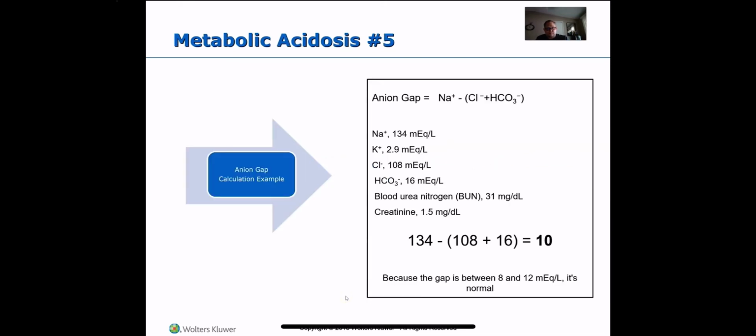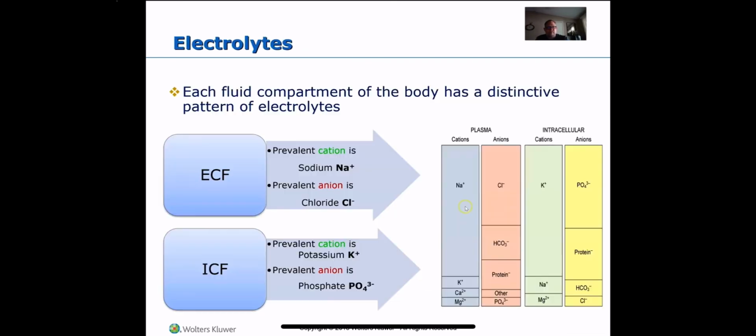So going through a calculation example, your anion gap is your sodium minus your chloride plus your bicarb. If you have potassium in there, it would be sodium plus potassium, but then the ranges change a little bit from 8 to 12, so it's easier just to remember this formula. So sodium minus chloride plus bicarb: 134 minus 108 plus 16 would equal 10. Because the normal gap is 8 to 12, it is normal.